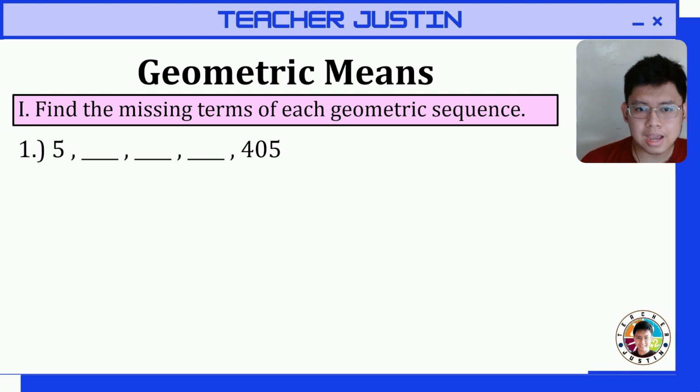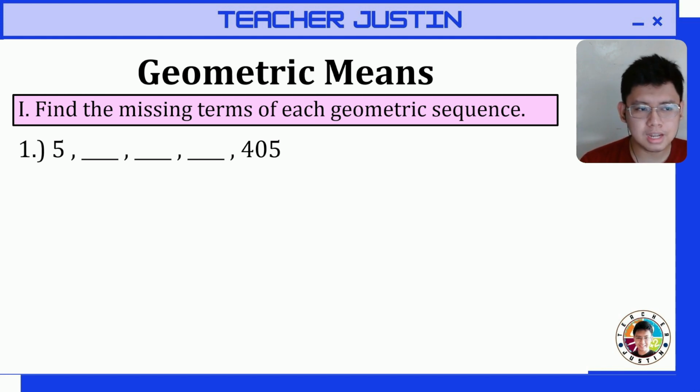Geometric means is finding the missing terms of our geometric sequence. So dito, we're given our geometric sequence pero nawawala yung mga terms sa gitna nilang dalawa. So in order for us to solve the missing terms, kailangan nating makuha yung ating common ratio.